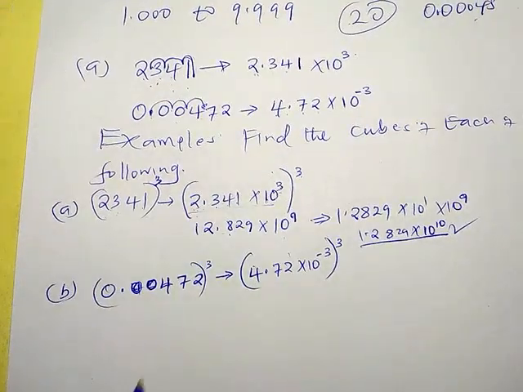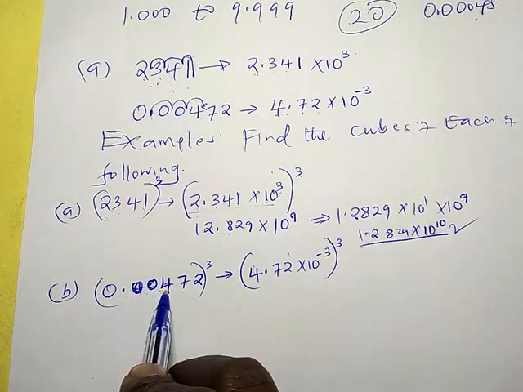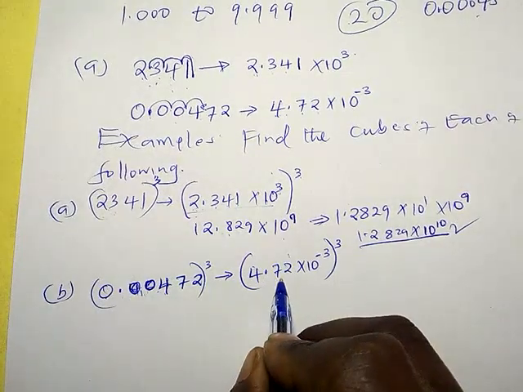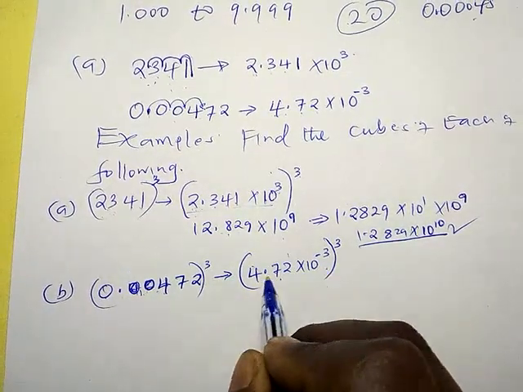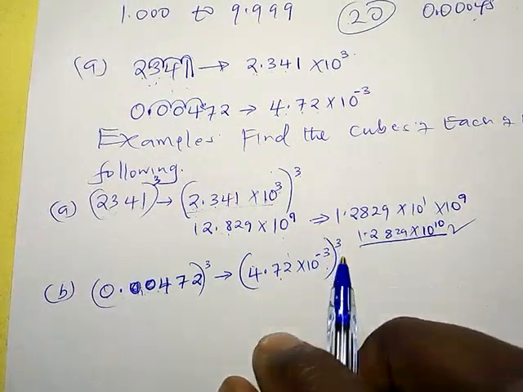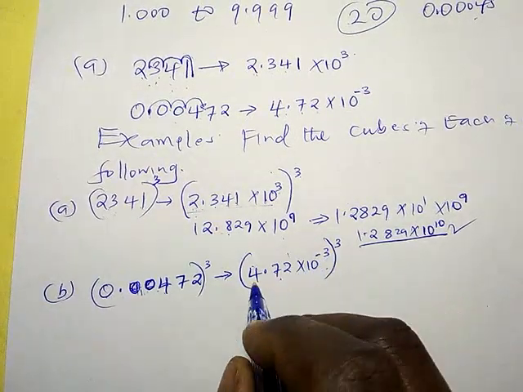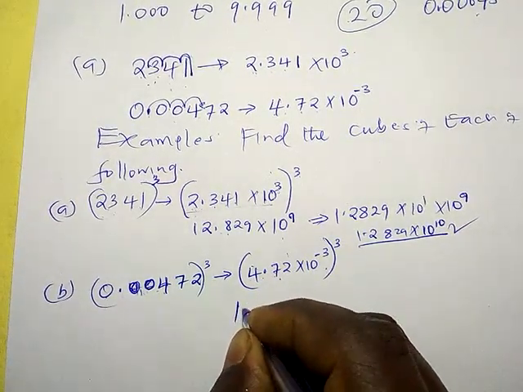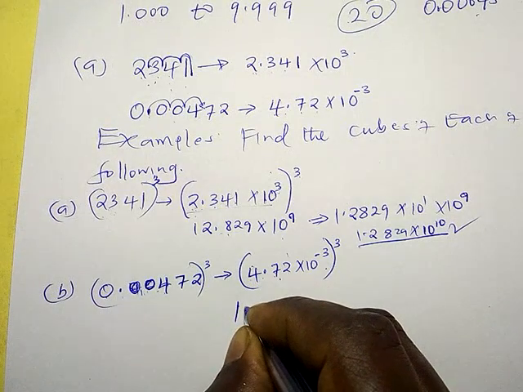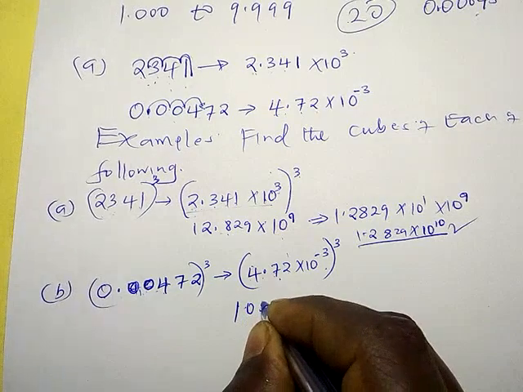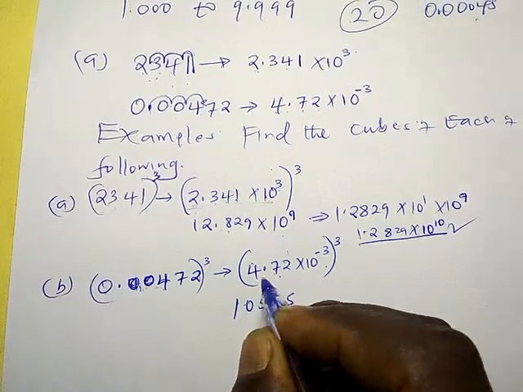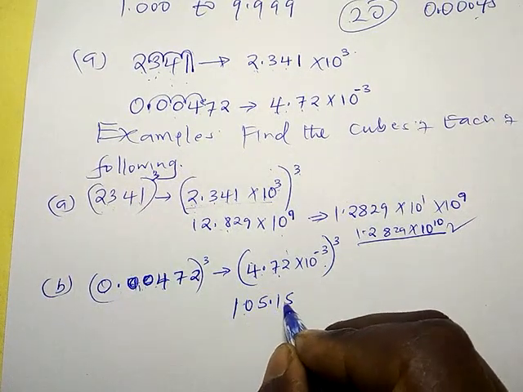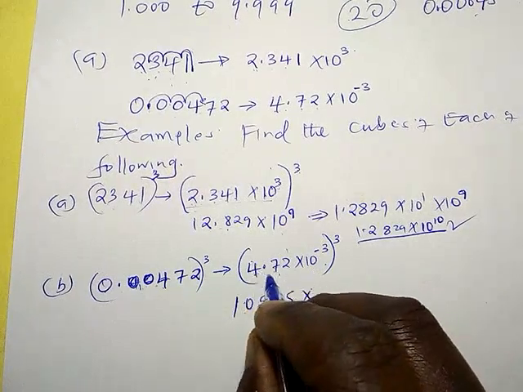So let us look at this one. 0.00472, this one is not in a beautiful figure, so we write it in standard form. We have written it in standard form here. Once you have written it in standard form, you go to the mathematical table. You read 4.72, and that gives you 105.15. The cube of this is 105.15 times, that is the cube of this number only.